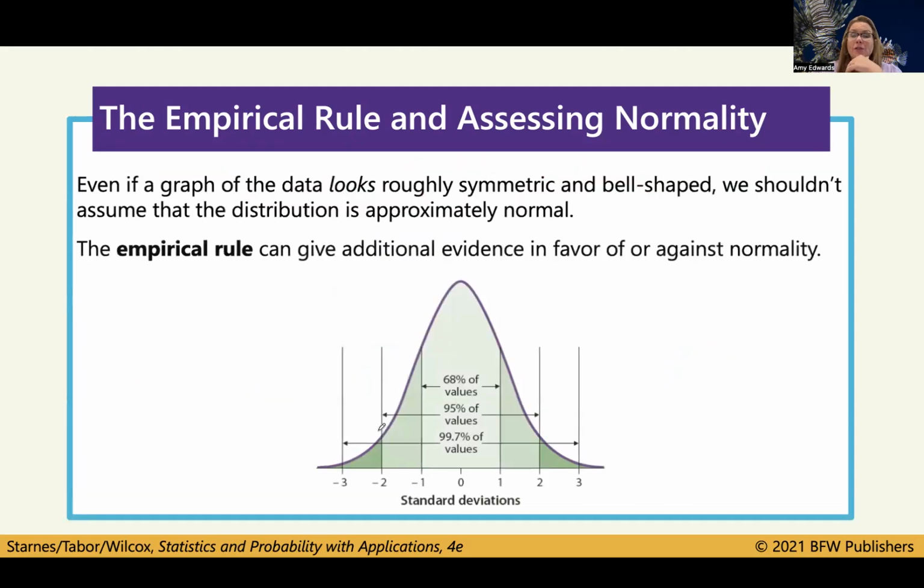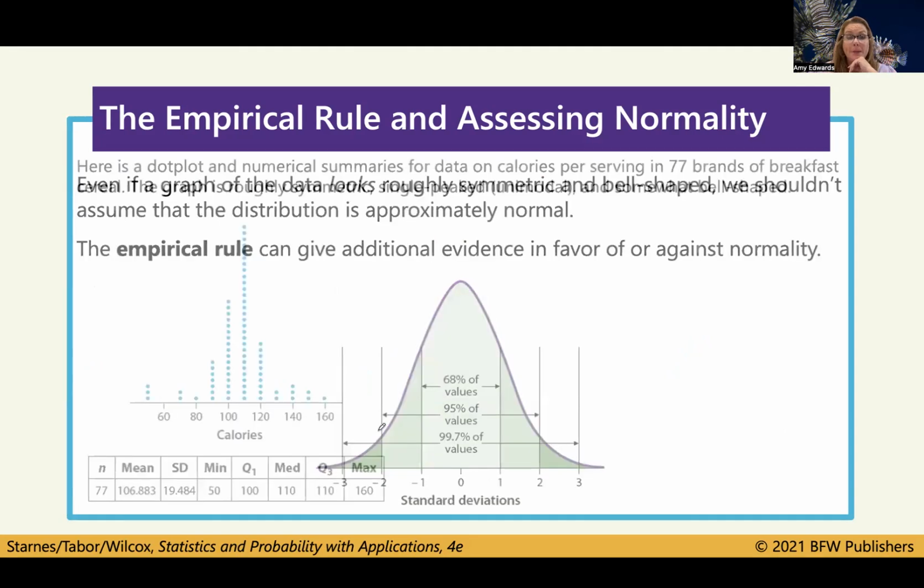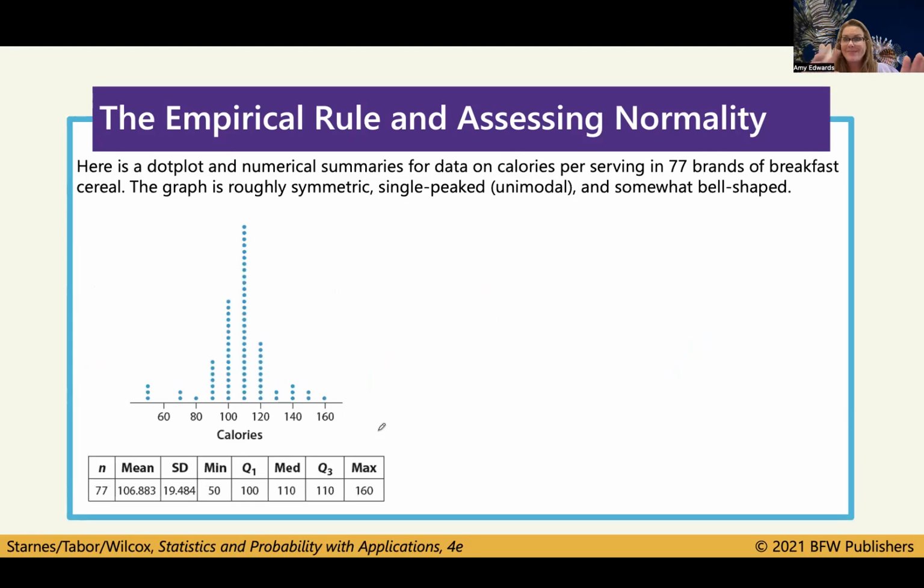However, if the graph looks roughly symmetrical and bell-shaped, okay? Even if it looks roughly that way, we still can't assume that it is approximately normal, okay? But the empirical rule can give additional evidence in favor of or against whether it's normal, okay? So let's, that's probably all Swahili. Let's look at this and actually do an example on it.